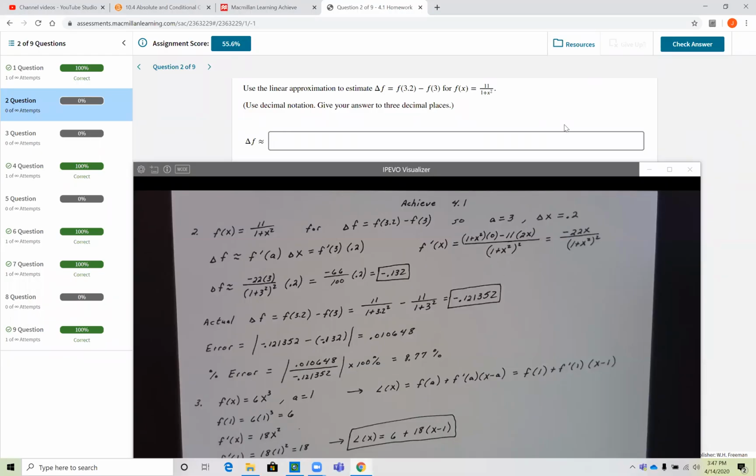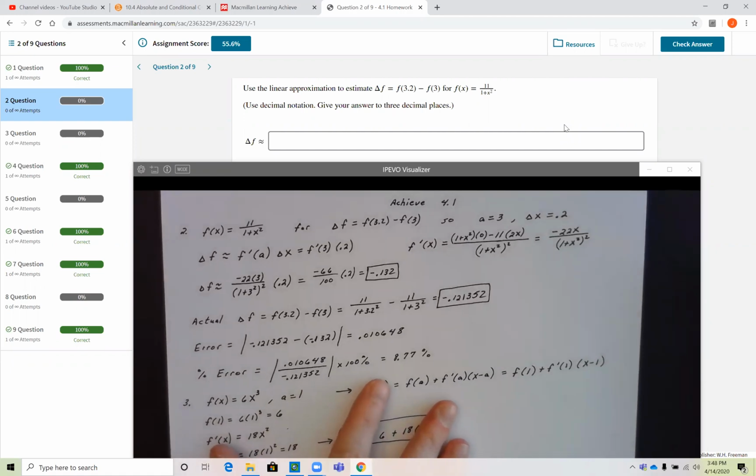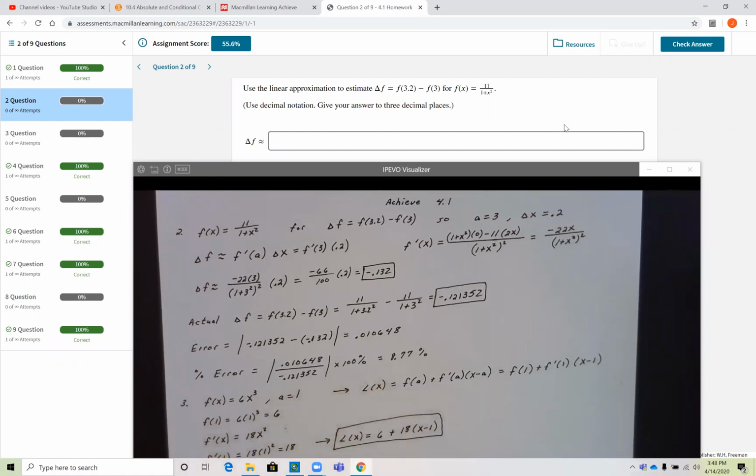Hey guys, let's go ahead and take a look at a couple of problems here in Achieve section 4.1. The first one I want to look at with you is number 2, and it is a bit tricky because it doesn't explicitly list what the a and the delta x is in the problem, but we need to be able to pull that out of what they ask in the problem.